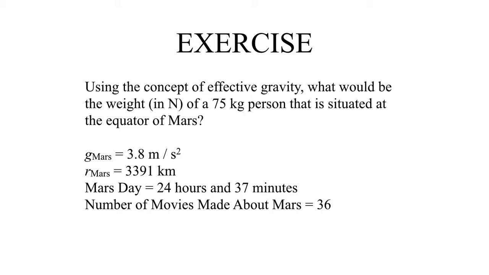Using the concept of effective gravity, what would be the weight in newtons of a 75 kilogram person situated at the equator of Mars? And some values that you might find useful. The acceleration due to gravity on Mars is 3.8 meters per second squared. The radius of Mars is 3,391 kilometers. A day on Mars is 24 hours and 37 minutes. And the number of movies made about Mars is 36.